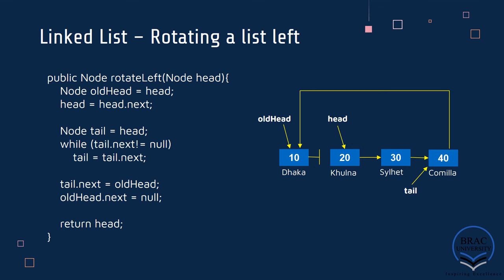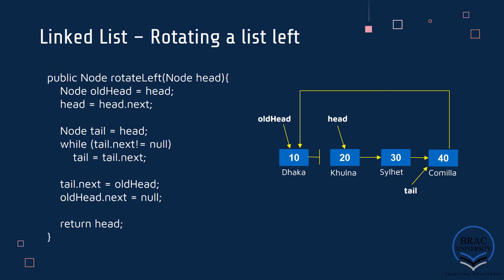So how can we do this? Just by doing old head.next equals null. That's it. And now we have to return the head reference of this list. Return head. This is how we rotate a list left. If the rotation is done one time, and if we have to do it k times, we have to call this function k times. That's all.